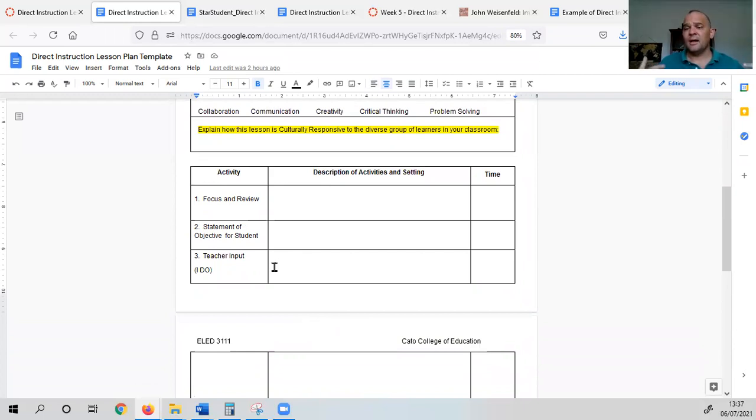lesson. All right, so one of the best ways to do the teacher input is to actually have an anchor chart where you explain the lesson vocabulary and have students talk about what are some of the key vocabulary words that they're going to need to know in the lesson.